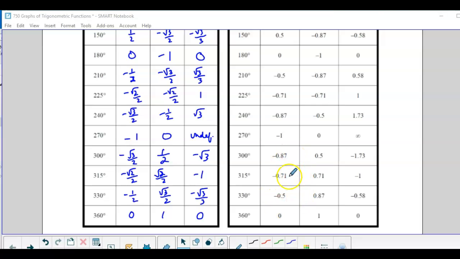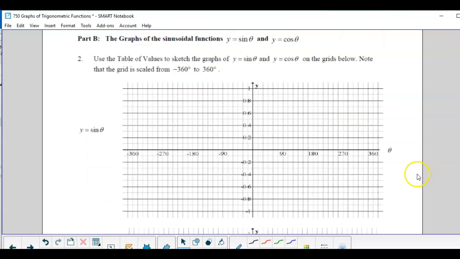Okay, and then the decimal forms are given here. That's what's going to help you in graphing. So use these when you go to the graph. If I turn to the next page, you'll see here, use the table of values to sketch the graph of y equals sine theta and cos theta on the grids. It's going from negative 360 to positive 360.